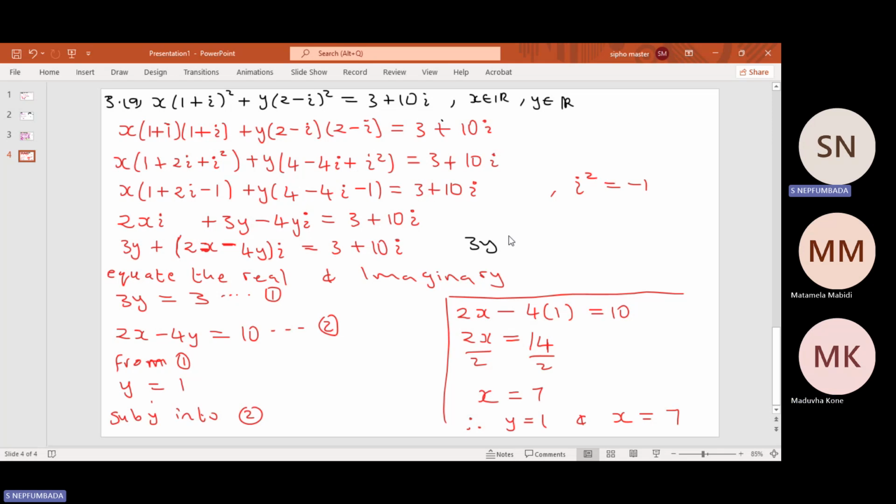So plus 2xi minus 4yi is equal to 3 plus 10i. So here our common factor is i. Okay, thank you. We can proceed, right?